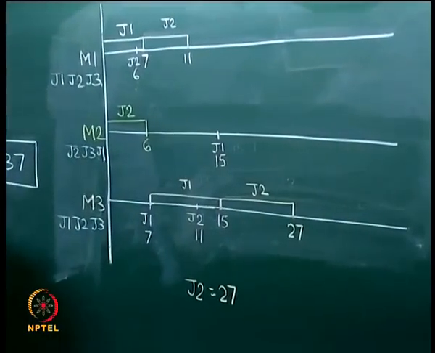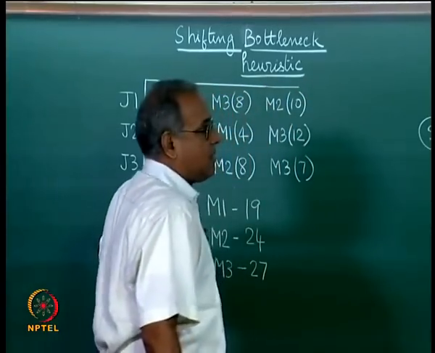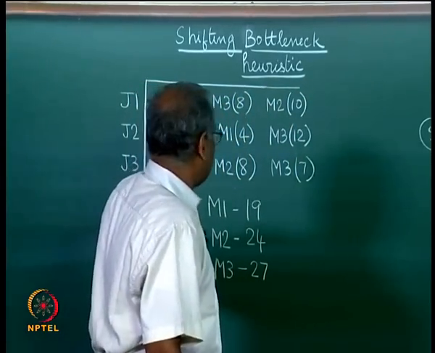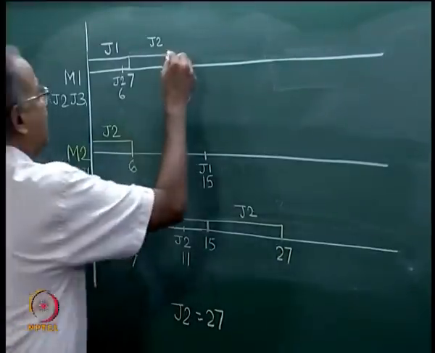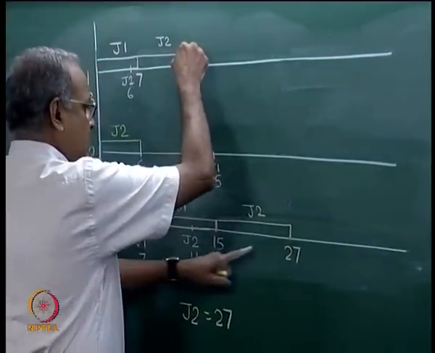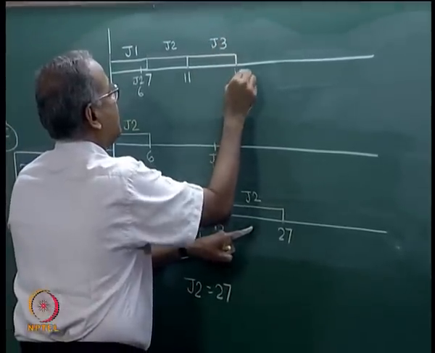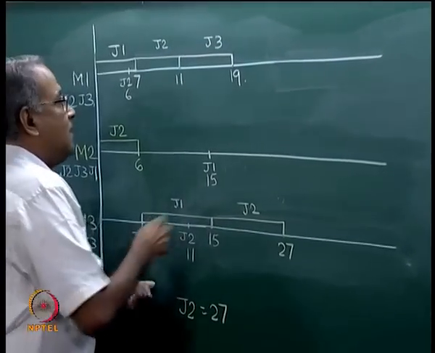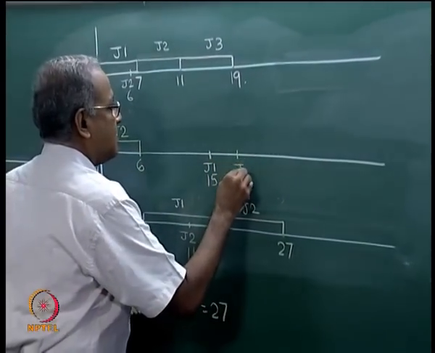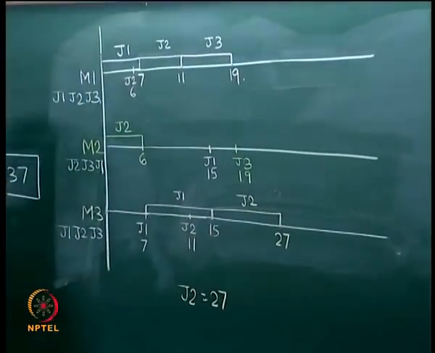Now, let us look at J3. J3's first operation is on M1. So, J3 will be taken up at time equal to 11 and it will go from 11 to 19. So, J3 will finish at 19 and J3 will come to M2 at time equal to 19. So, J3 will come here at time equal to 19.